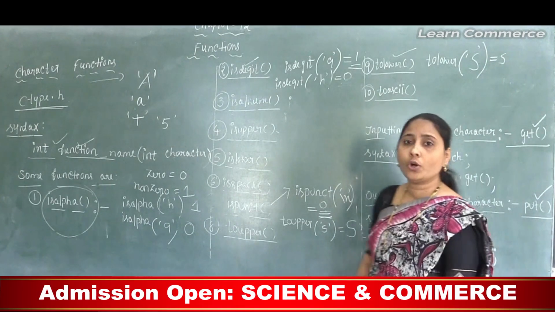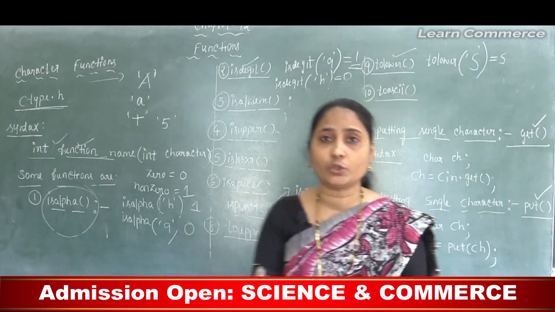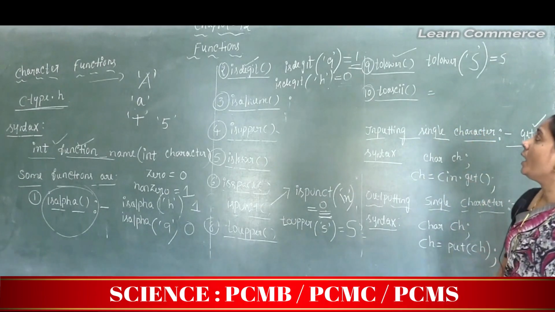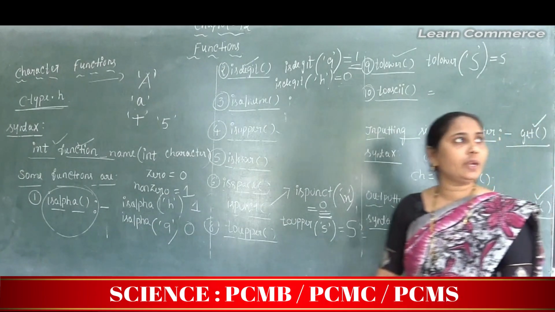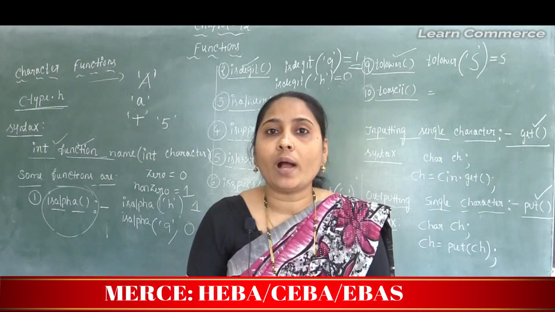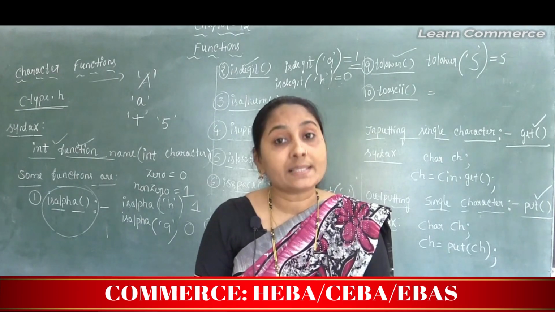Clear this one? So to lower means the uppercase character is converted into the lowercase letter. Later, the next one is toascii. The meaning of toascii is that it converts the character into its ASCII format.